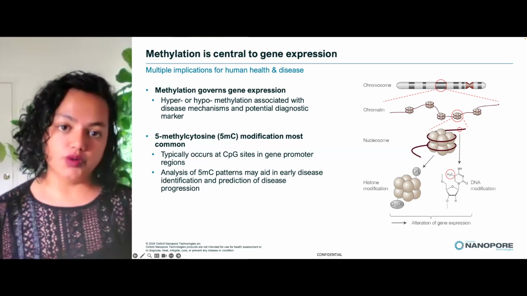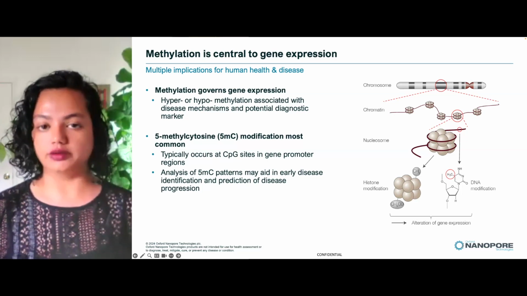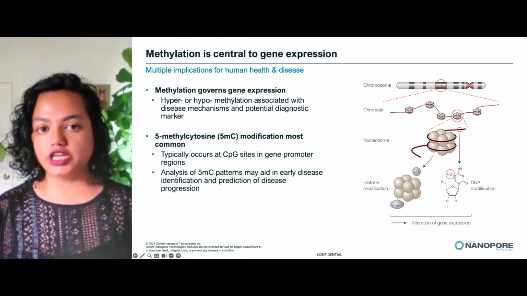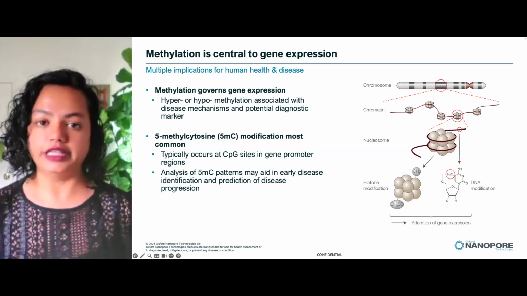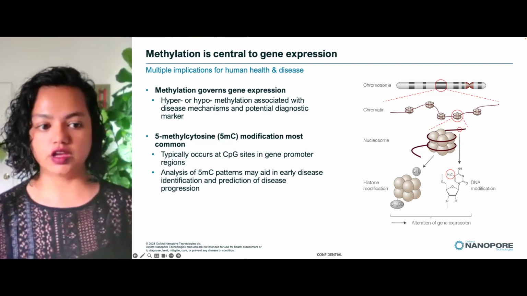In mammals, the most prevalent type of methylation is 5-methylcytosine, commonly called 5-MC. This is a foundational component of DNA that plays a significant role in regulating genes within our genomes.